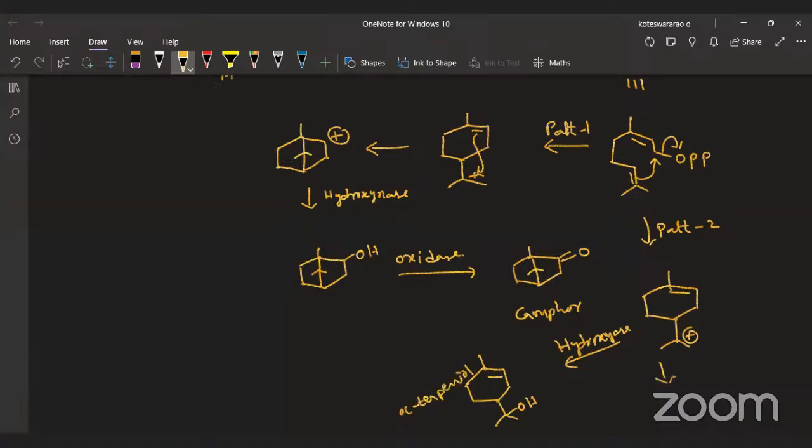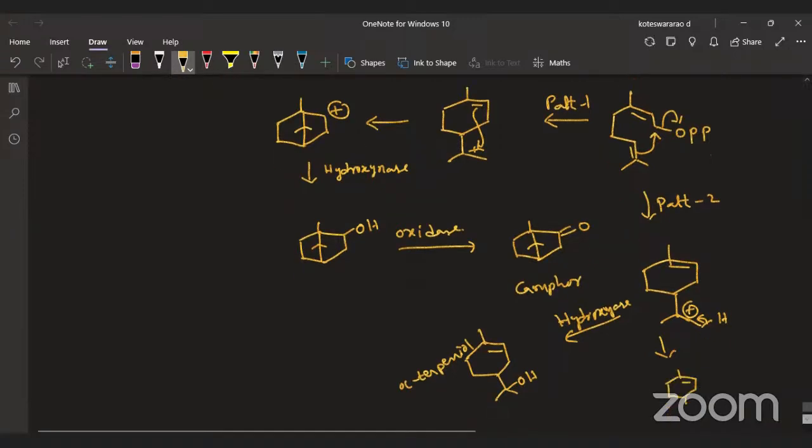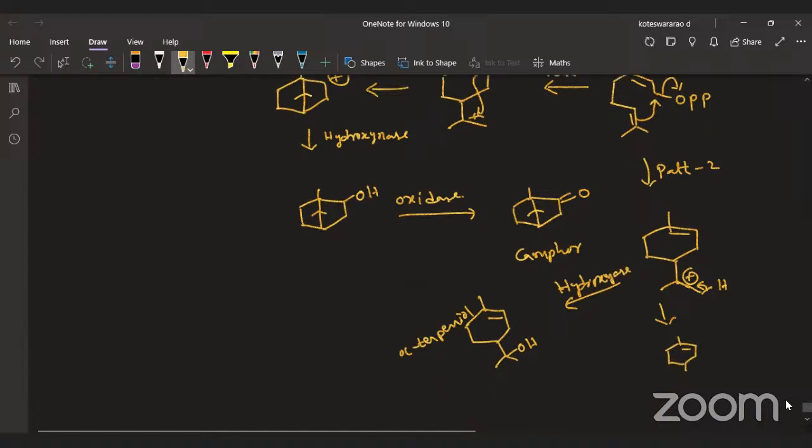And another one. It leads to the formation of, there is a hydrogen. This bond pair is donated to here. Then it leads to the formation of, what is this? Limonene. This is the biosynthesis of monoterpenoids.